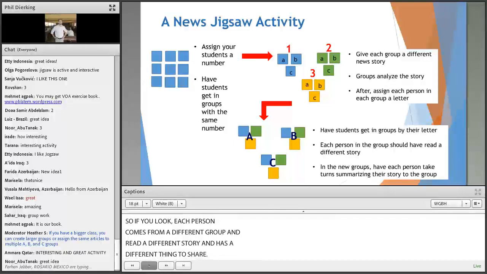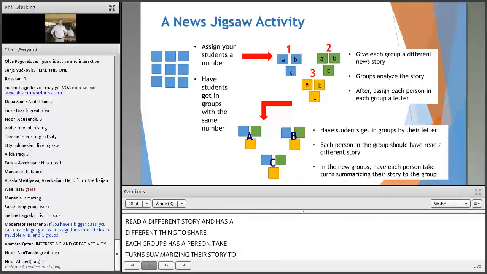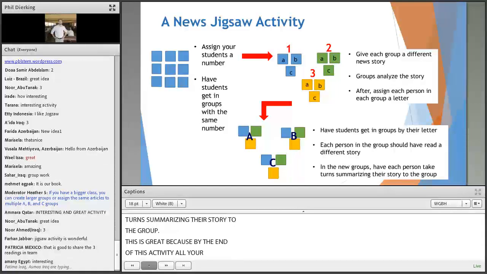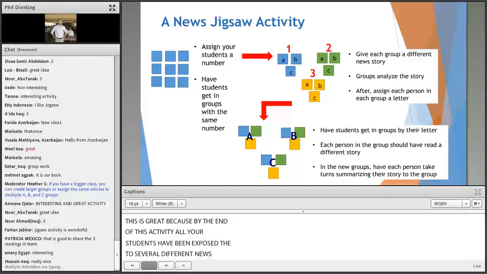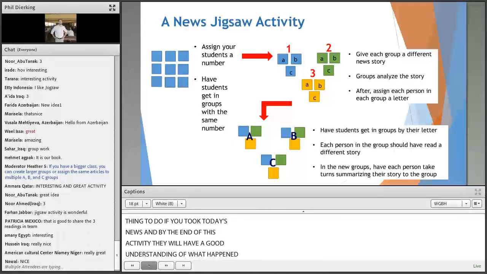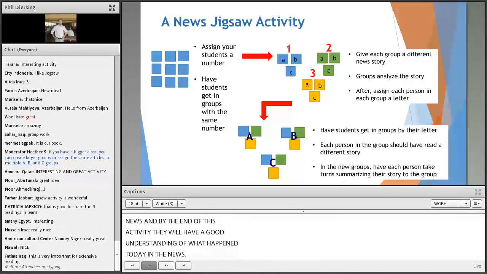This is great because by the end of this activity, all of your students have been exposed to several different news stories. And this can be a great thing to do if you just took today's news, and by the end of this activity, they'll have a good understanding of what happened today in the news. And again, this requires both reading and speaking and listening comprehension.